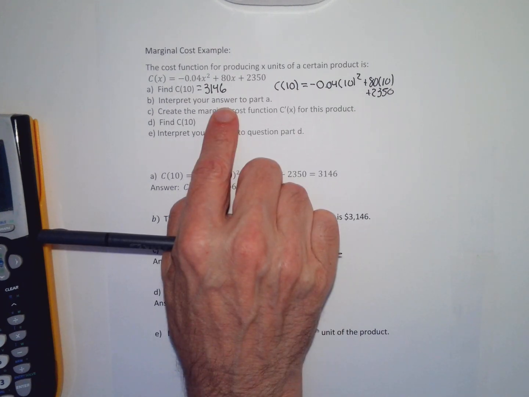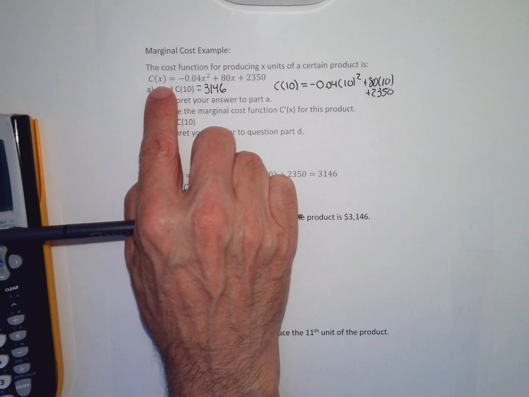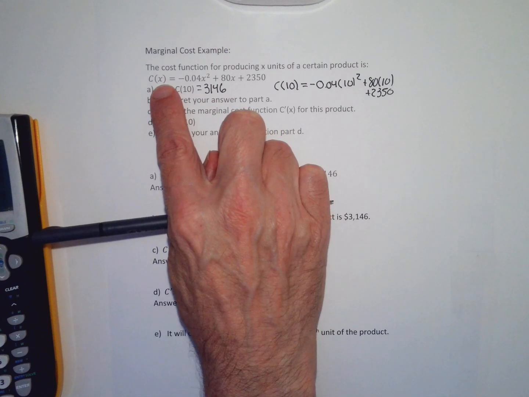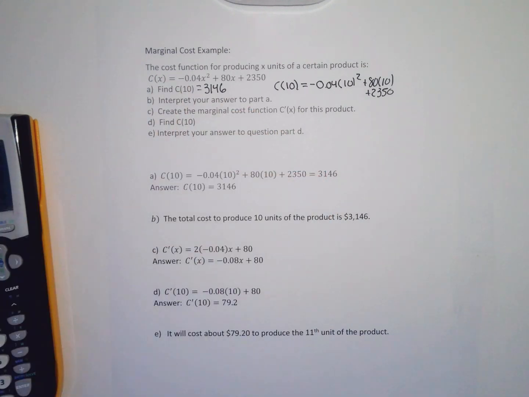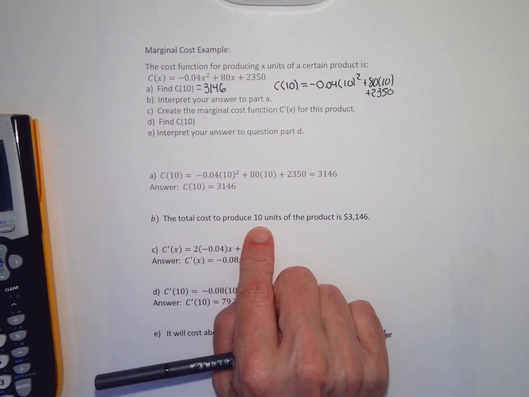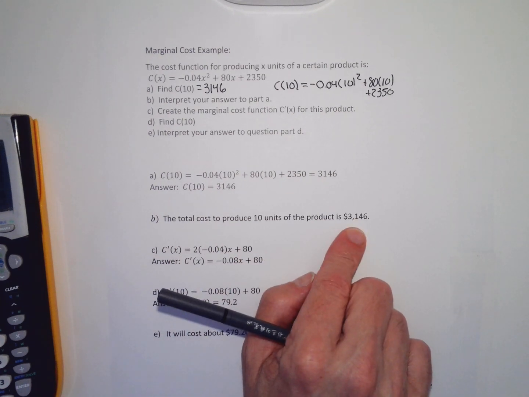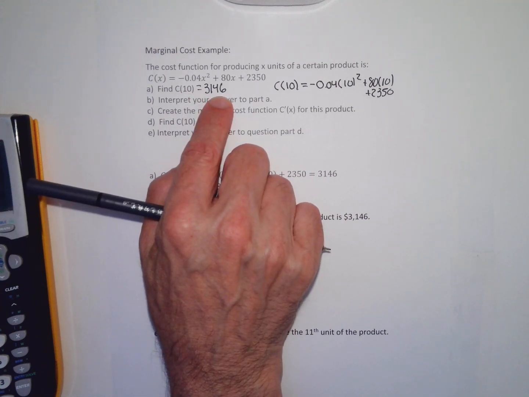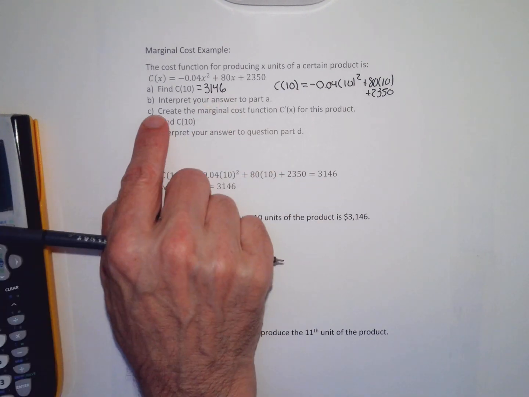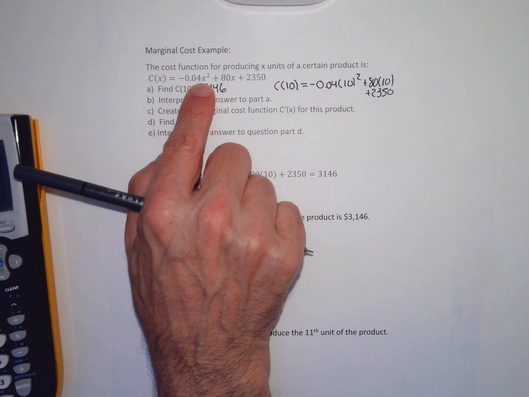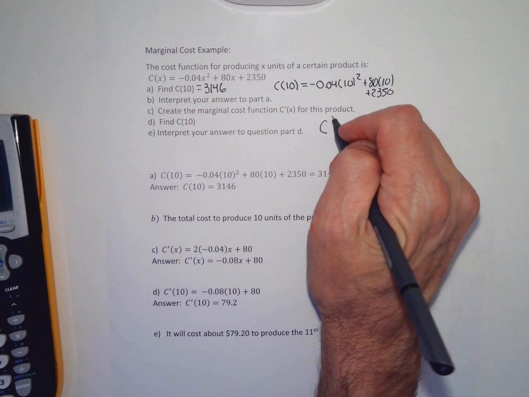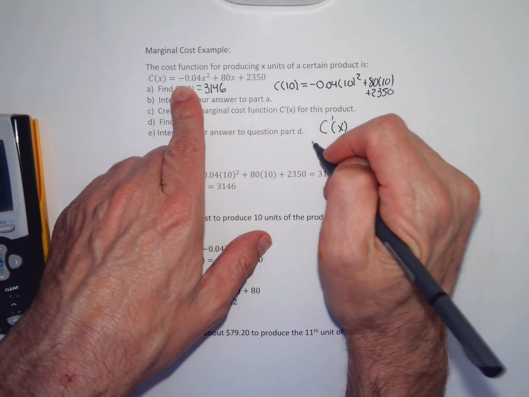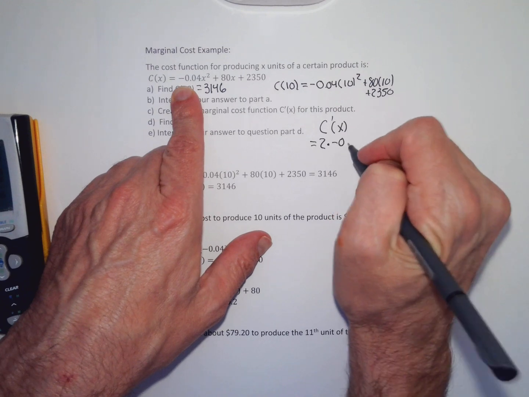Part B wants me to attach some words. This is a cost function. Putting 10 in for the cost function means 10 units. What I get out when I plug a number into a cost function is a total cost to produce that many units. So I said the total cost to produce 10 units is $3,146. The 10 being the number in the parentheses, the 3,146 the number my algebra gave me. Now I'm going to do part C, create the marginal cost function by taking the derivative of the cost function. So marginal implies derivative. To do this derivative, I'm going to multiply the 2 times the negative 0.04.